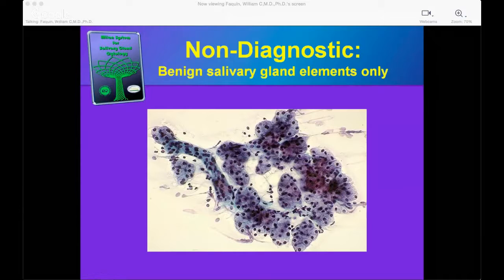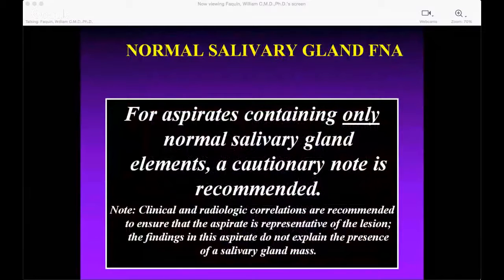And there was some discussion among our co-authors on the Milan system whether this should be called benign or rather non-neoplastic versus non-diagnostic. But it was felt that many of these cases, especially if there's a discrete salivary gland mass clinically and radiologically, should be interpreted as non-diagnostic, with a note or comment that this sample may not be representative of the lesion and that further workup is probably indicated. So again, that's shown here.